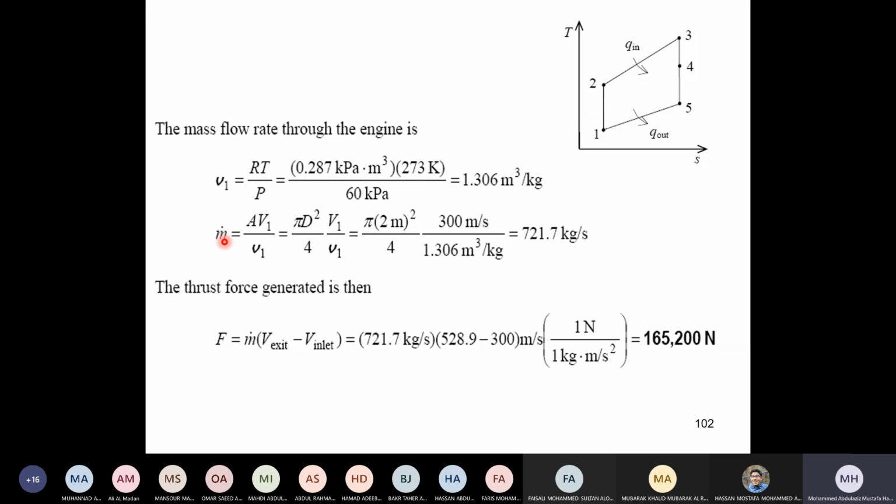So now we apply this equation. It's giving us the area. It has given us the diameter here, so pi over 4 d square multiplied by the velocity. This will give us the mass flow rate. So this is just to calculate the mass flow rate.